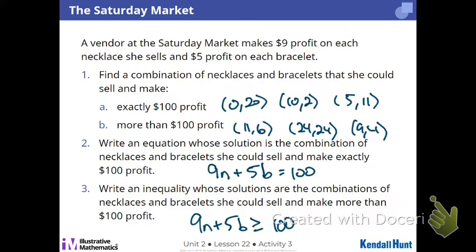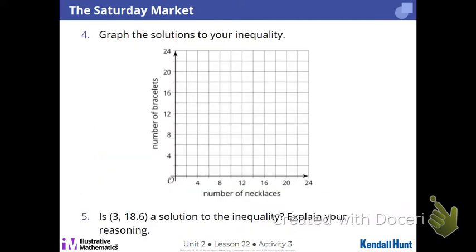Well, no, I lied. More than 100. Does 100 work? No, 100 isn't more than 100. She wants to make more than 100. So 100 doesn't satisfy. So if we were going to draw this line, what would be true about this line? It's dashed, all right? Just a little dash of a line. Okay? All right, let's get on to the next slide here.